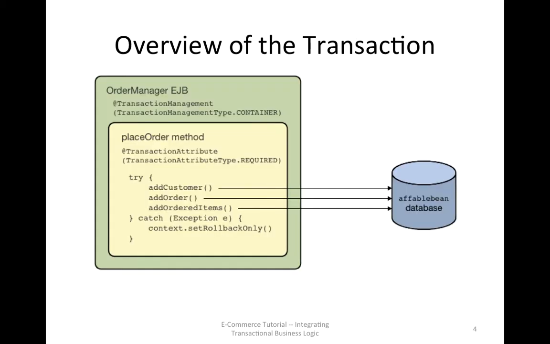So this picture represents this transaction, how the order manager EJB will handle it. Basically, in the order manager EJB, there is a placeOrder method. This placeOrder method relies on three private helper methods that call addCustomer, addOrder, and addOrderedItems. Those three methods will interact with the database to add a customer to the database, add an order to the database, and add ordered items to the database.